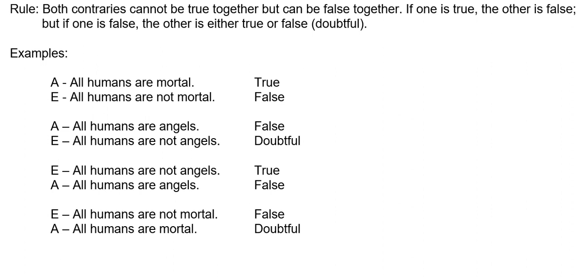It can be true or false. All humans are not angels. Same thing, if E proposition is true, such as all humans are not angels, then A proposition is false. All humans are angels. However, if E proposition is false, such as all humans are not mortal, there is no guarantee that A proposition is true or false. All humans are mortal. That's why it is doubtful.